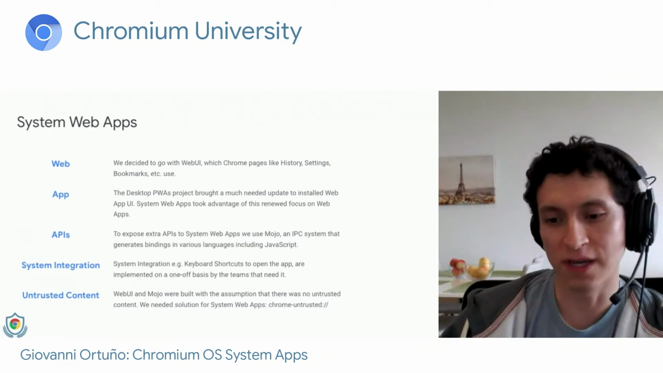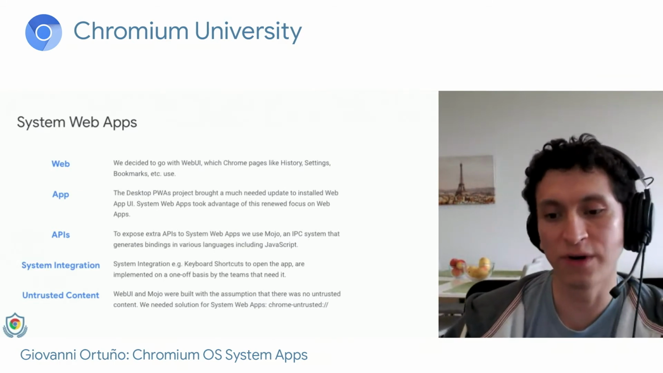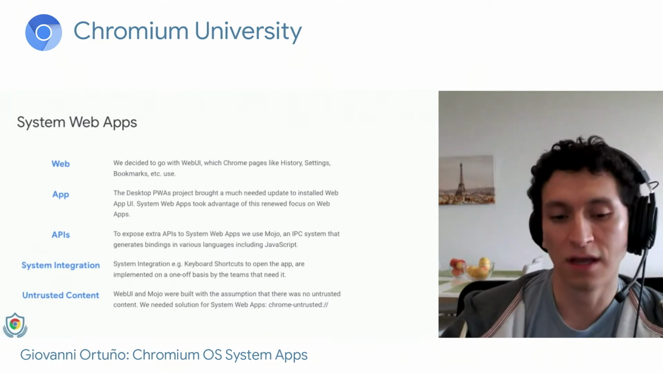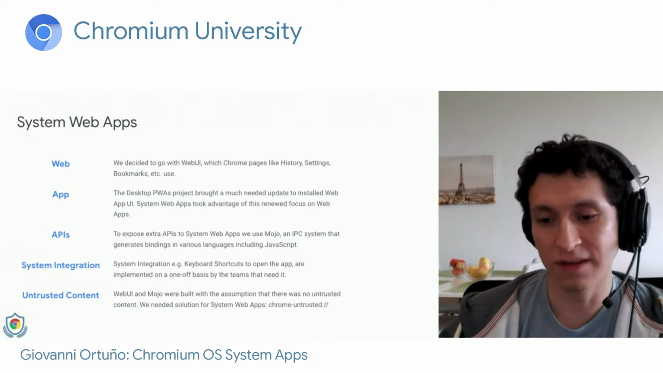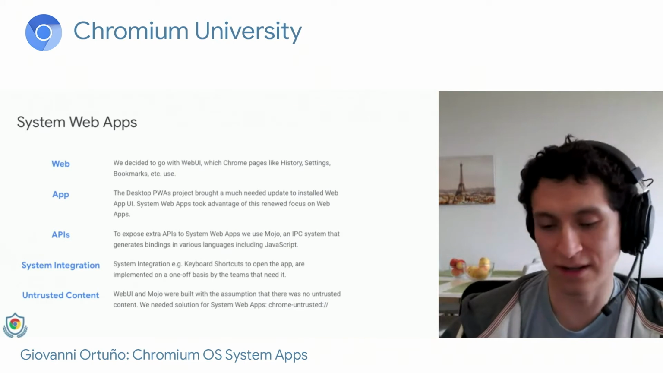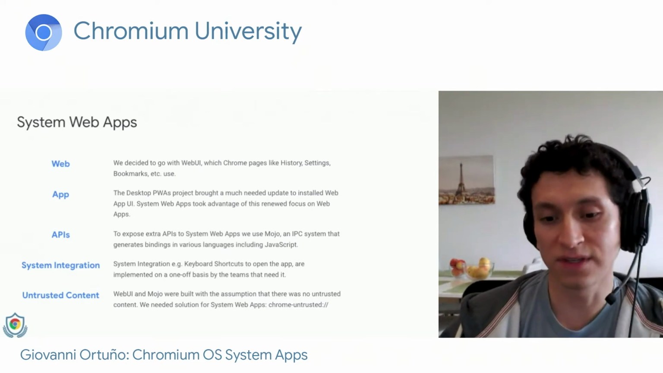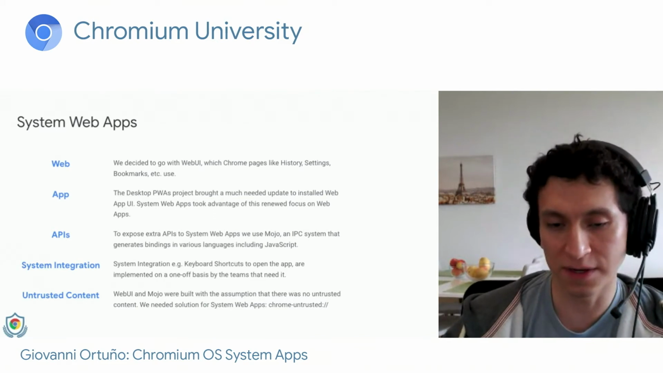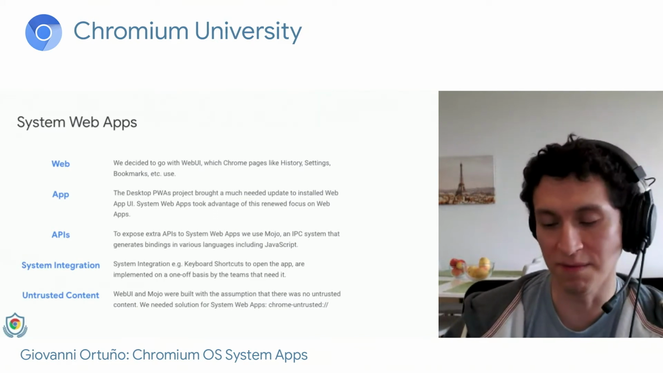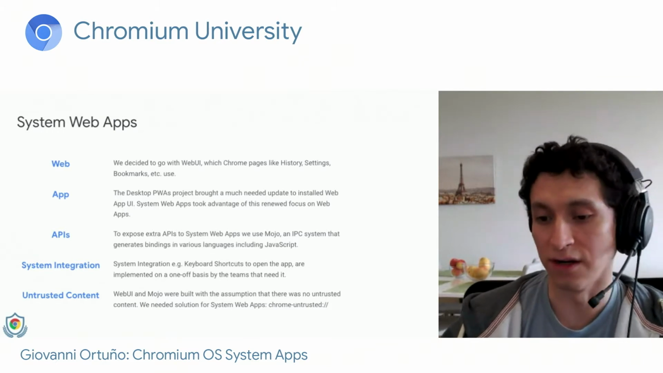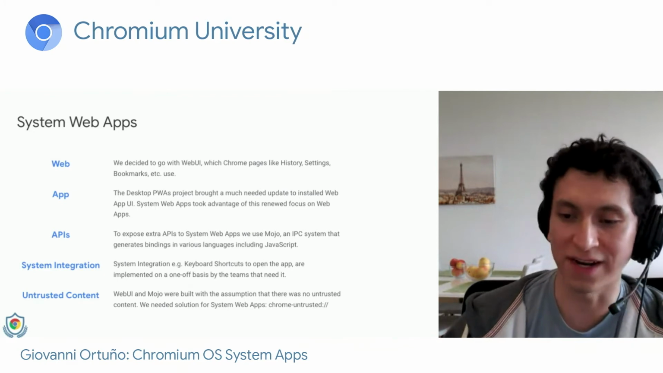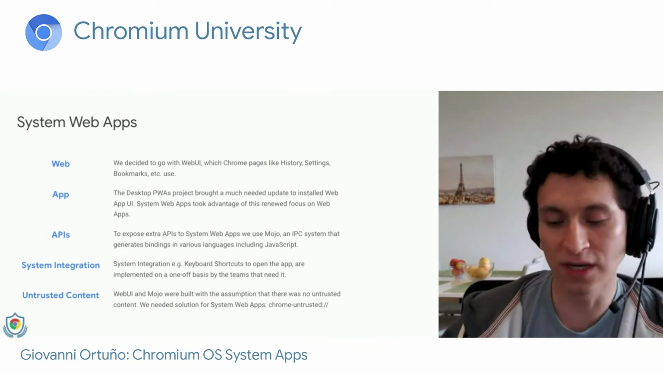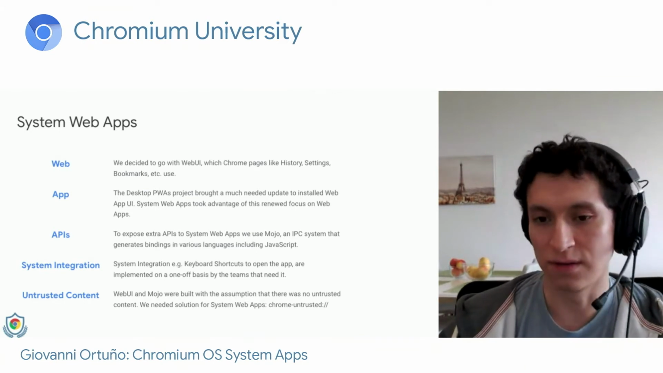So things like Web UI and Mojo were built with the assumption that they were never going to be touched by code that processed untrusted content. So by default, they are very, very loose and don't have a lot of security constraints. This was a problem for system web apps because a lot of them need to process some sort of untrusted content. For example, the media app needs to be able to render images and video files, and we can't do that in the same process that we grant access to the file system, for example. So we needed to come up with a solution to that as well.